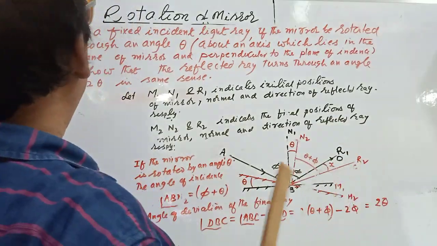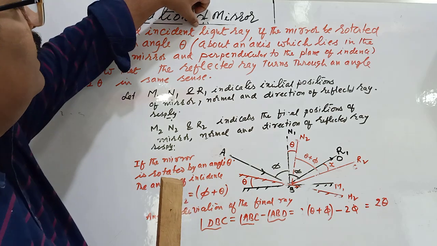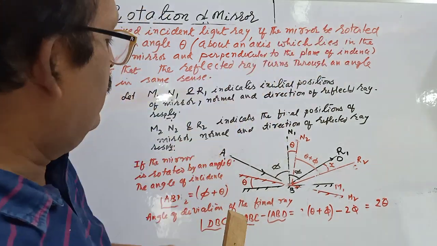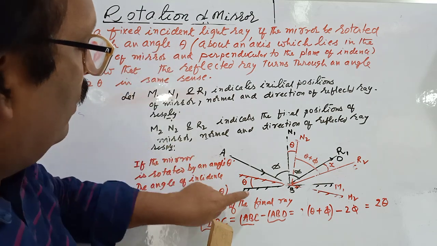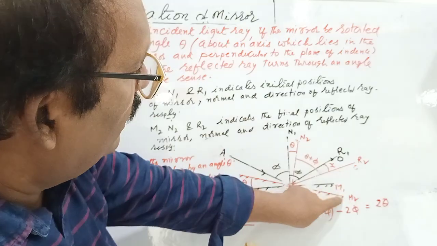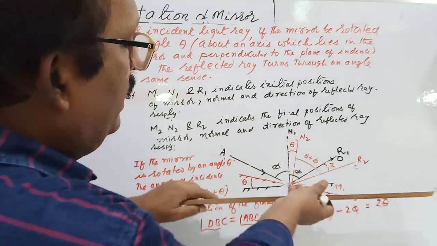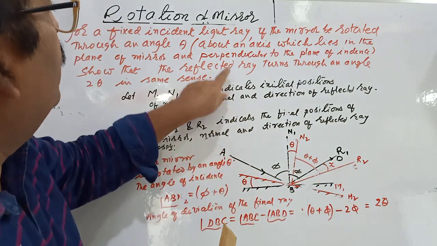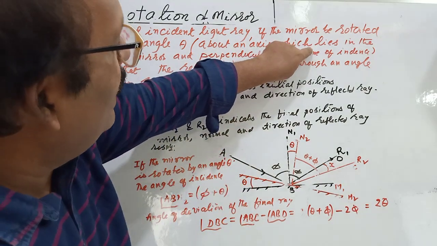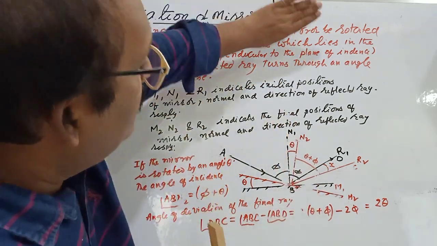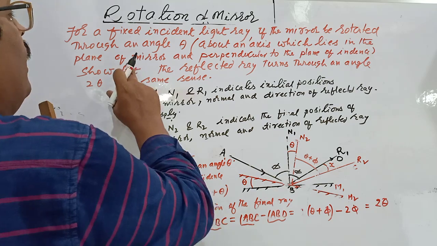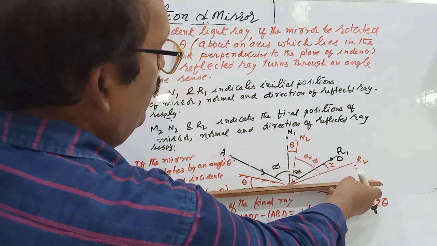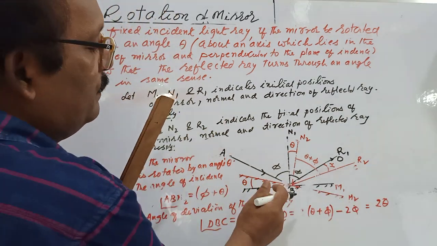How is it rotated? Check here. For a fixed incident light ray AB, if the mirror is rotated through an angle of theta, from position M1 to M2, it is rotated by an angle of theta. It is rotated about an axis which lies in the plane of the mirror and is perpendicular to the incident light.